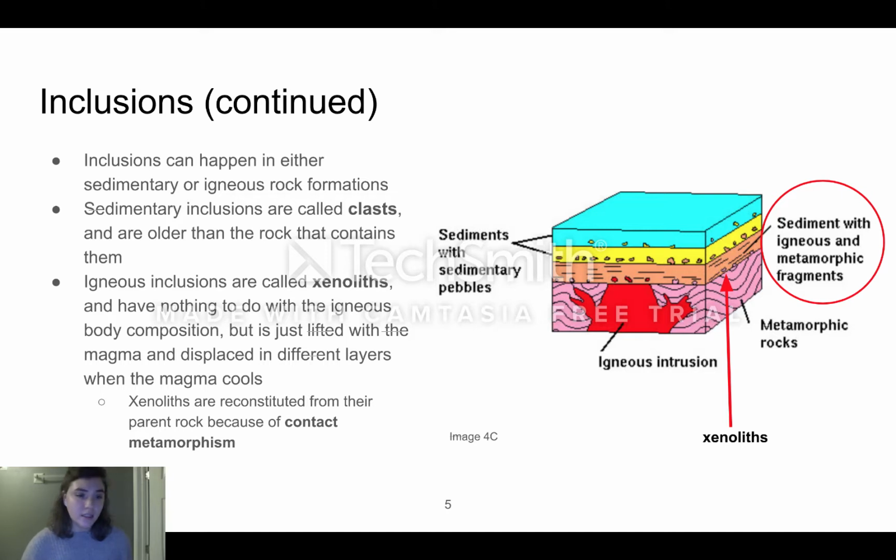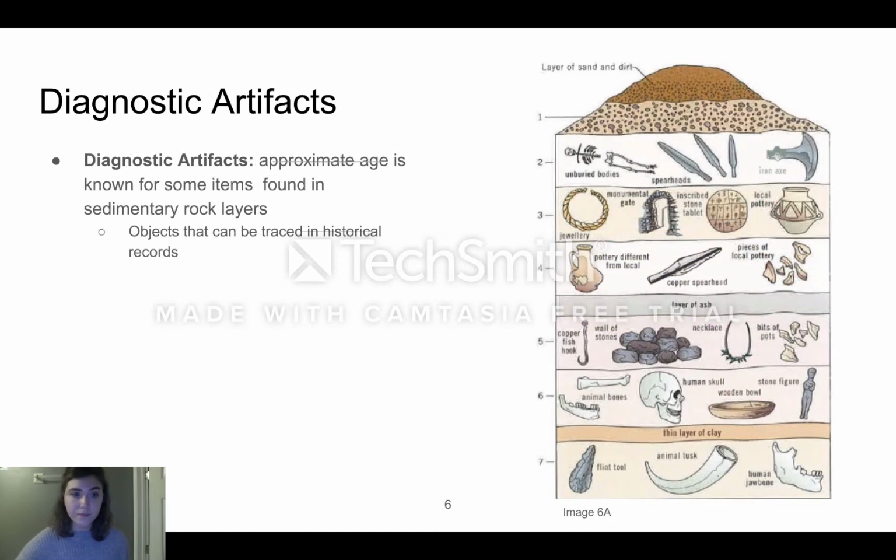But what it is, is part of the parent rock that is lifted with the magma and then displaced when the magma cools. These xenoliths are reconstituted from the parent rock because of something called contact metamorphism, which is when the heat and the fluids in the intrusion cause chemical changes in the parent rock.